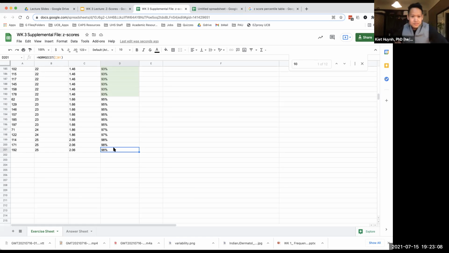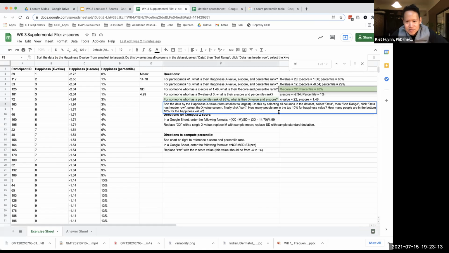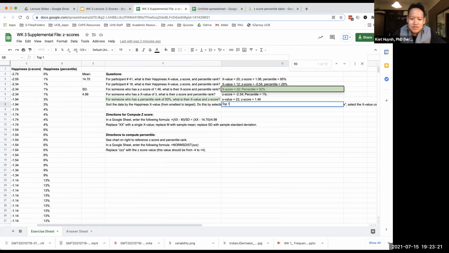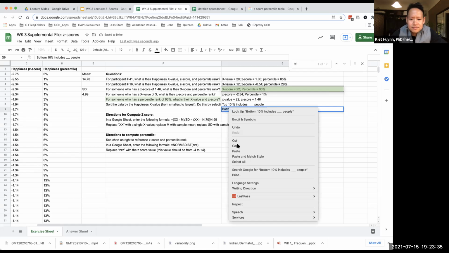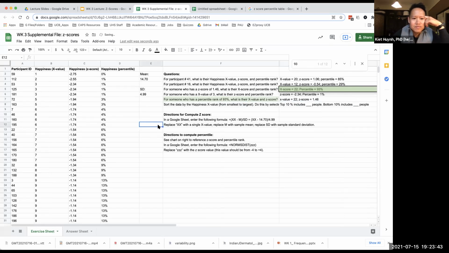All right, what's the question asking? The question is asking how many people are in the top 10% for happiness and how many people are in the bottom 10% for happiness. Okay, top 10% includes blank people. Bottom 10% includes blank people. Okay, top 10% includes how many people?